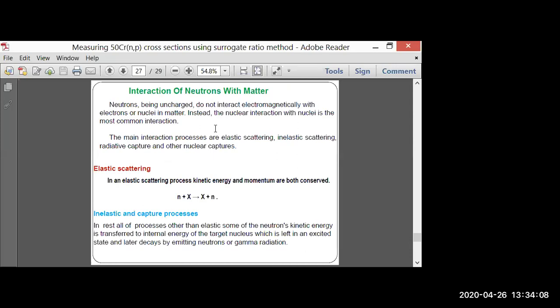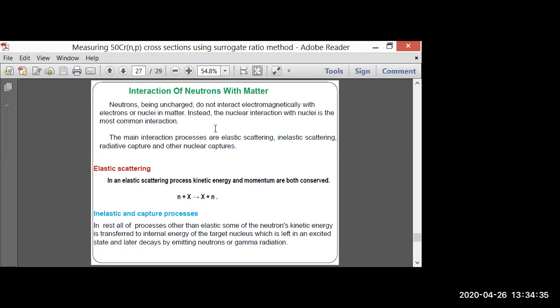Now the last section of my talk is how neutron interacts with matter. Basically there are three processes: in general I say scattering, capture, fission, and also spallation. When we talk about scattering, it has mainly two types.